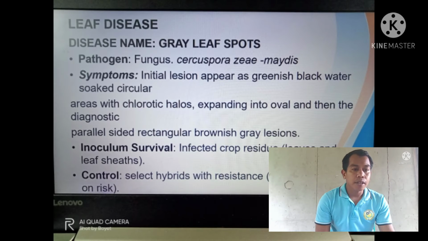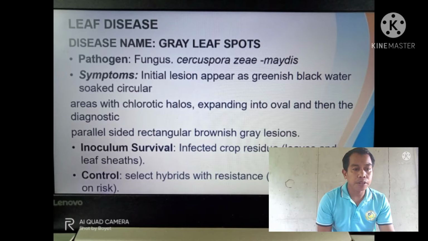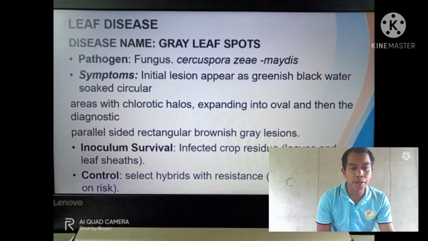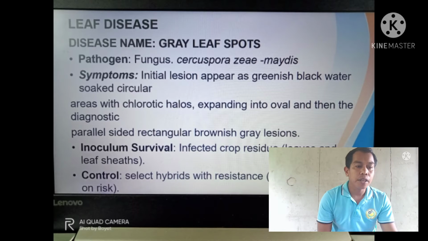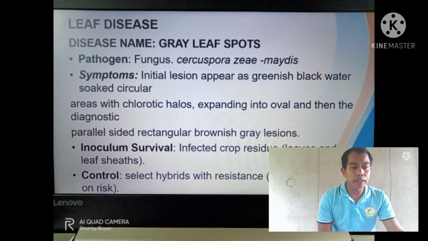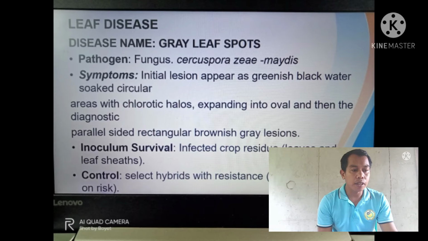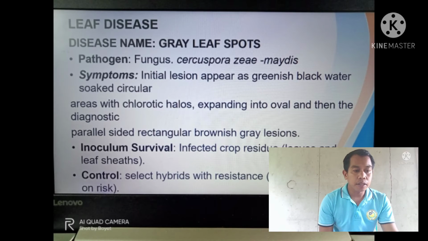Leaf disease. Disease name: gray leaf spot. Cause: pathogen, also called a fungus, Cercospora zeae-maydis. Symptoms: initial lesions appear as greenish-black, water-soaked circular areas with chlorotic halos, expanding into oval, and then the diagnostic parallel-sided rectangular brownish-gray lesions. Inoculum survival: infected crop residue, leaves and leaf sheaths. Control: select hybrids with resistance or tolerance based on risk.